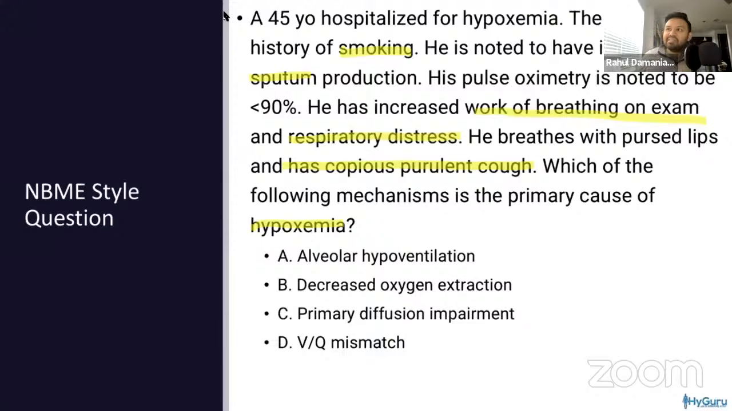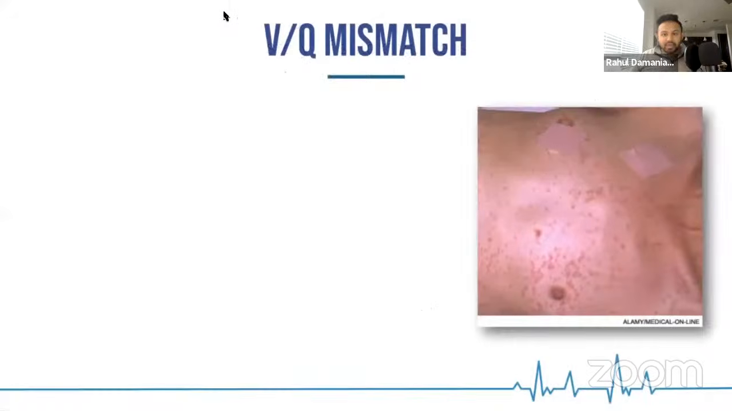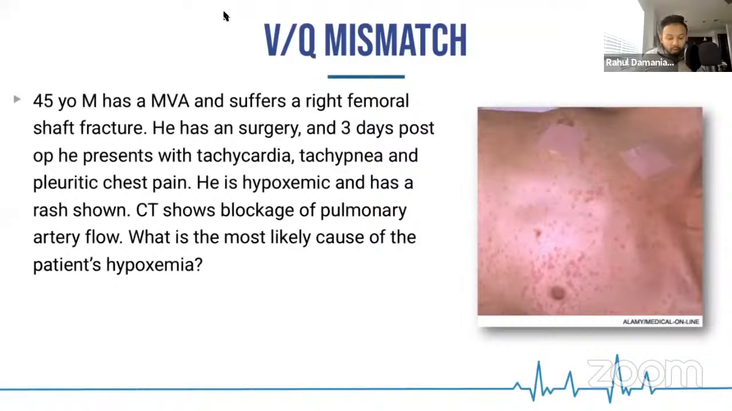All right, we're having a lot of good answers in the chat. And if you said VQ mismatch, you are going to be right. Remember that your mucus plugging actually is going to cause you to have an obstruction of the alveoli. And the obstruction of the alveoli is going to decrease your ventilation and also is going to affect your perfusion by a secondary mechanism. And the mismatch between ventilation and perfusion is known as VQ mismatch. And this is a cause of hypoxemia. Let's go into VQ mismatch questions a little bit more.